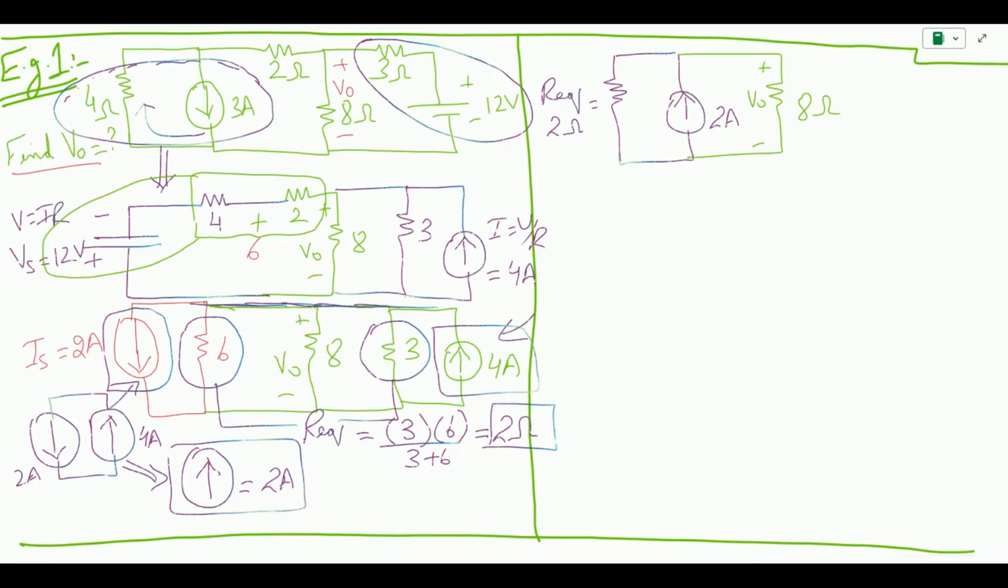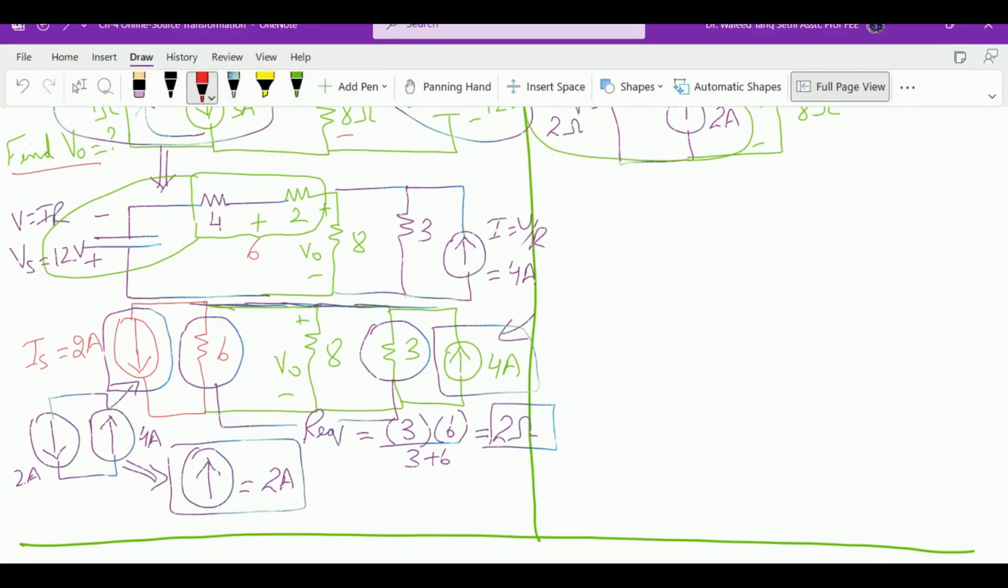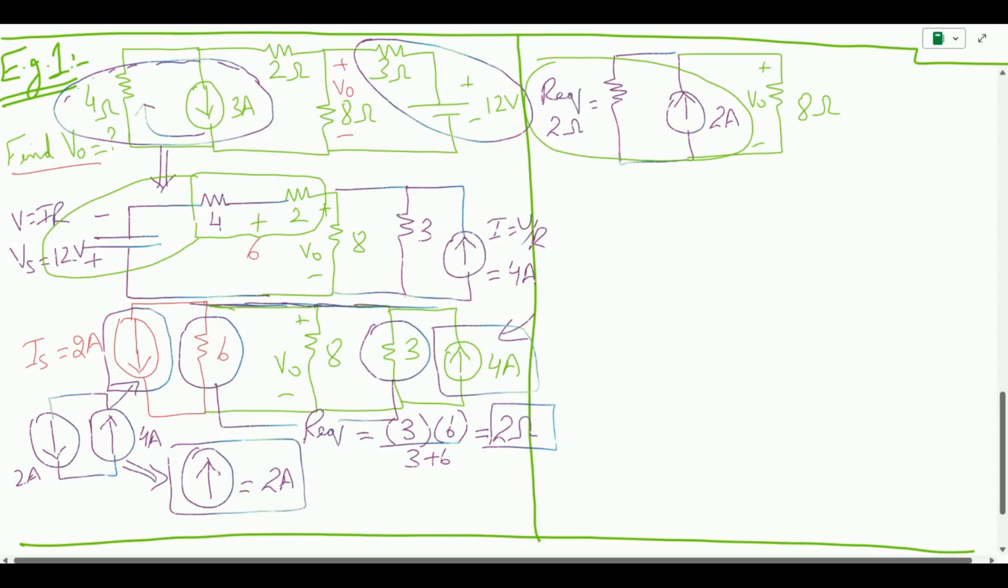Now if I again look into this, I have the current source again in parallel with the R equivalent. So this means I can further change this into a voltage source. So this will be a voltage source followed by the same R equivalent in series, and then I have the 8 ohm appearing as it is.